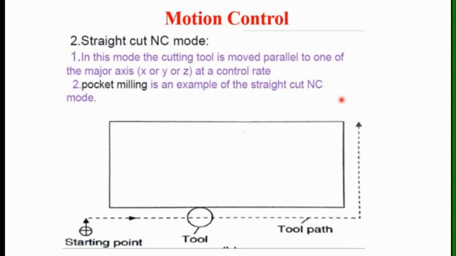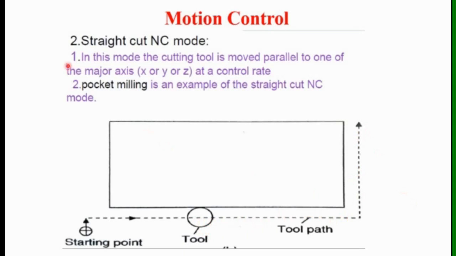The second one is straight cut NC mode. Straight cut control systems are capable of moving the cutting tool parallel to one of the major axes, at a controlled rate suitable for machining. The tool should move at a controlled rate, suitable for the machining.